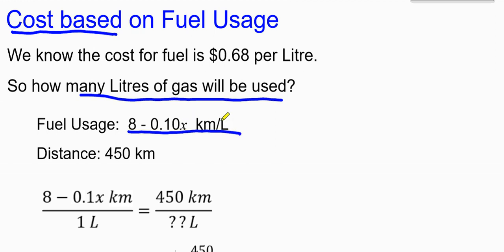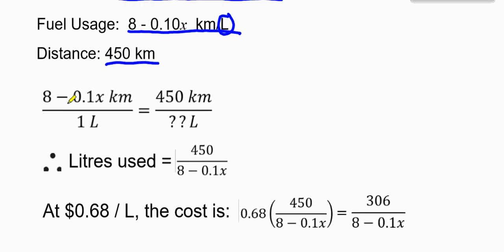We're using 1 liter of gas for every this many kilometers. And we know that in total, no matter how fast I go, I have to go 450 kilometers total, and that allows me to set up a proportion. So I know right now that this is how many kilometers I can get on 1 liter of gas.